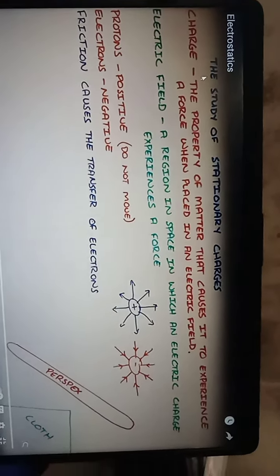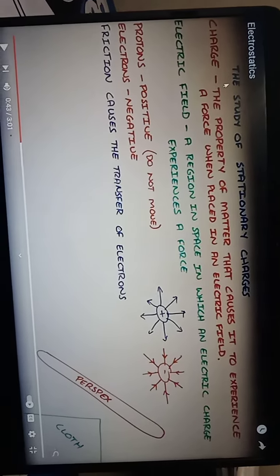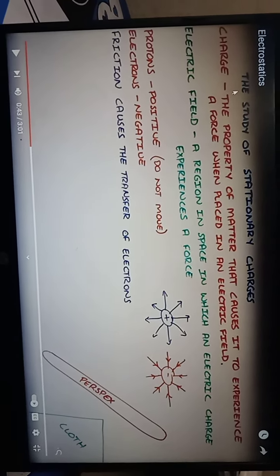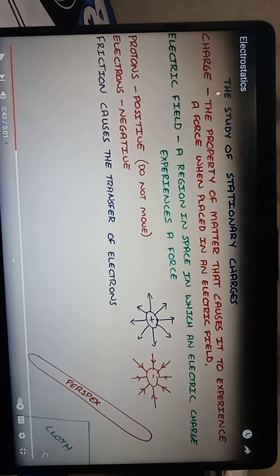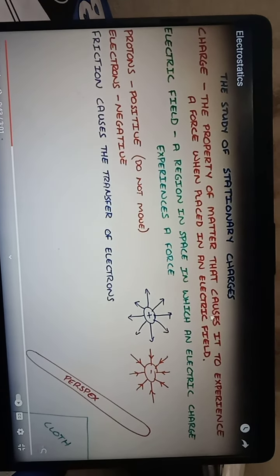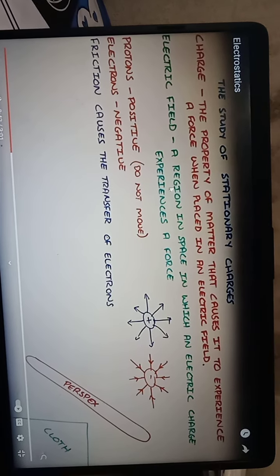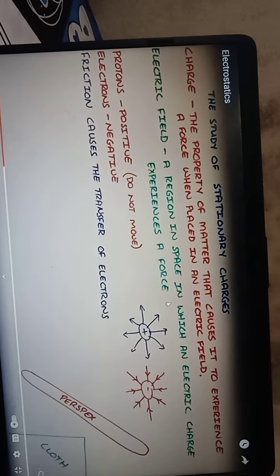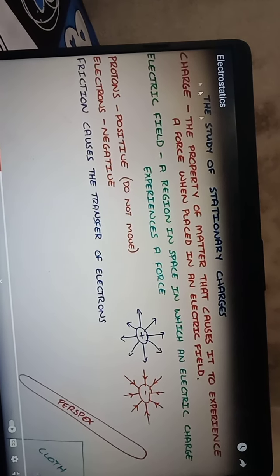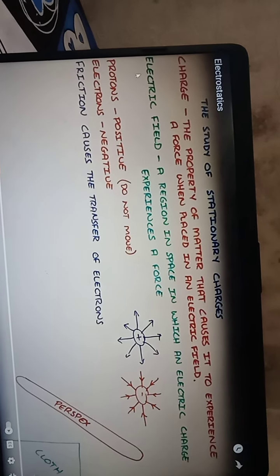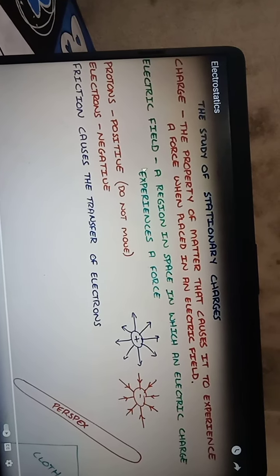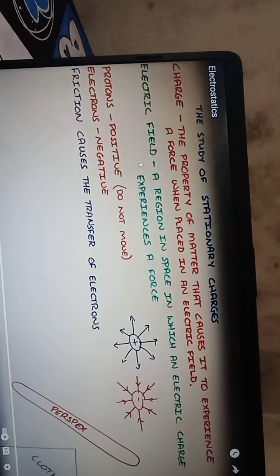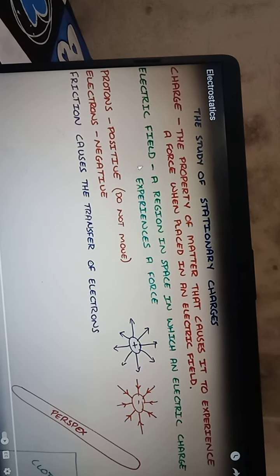Electrostatics: here's the topic, the study of stationary charges. As I've said, the charges are stationary, and they move from one object to another. Charge is the property of matter that causes it to experience a force when placed in an electric field, which means the electric field between the charges. Here the electric field is now explained. If you remember, if you use a magnet, we said the topic goes from electricity and magnetism.